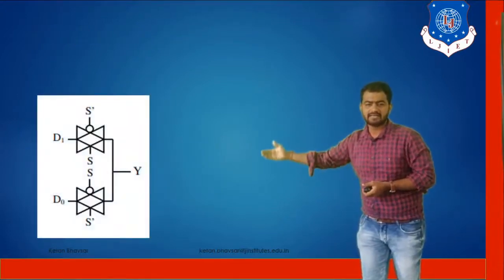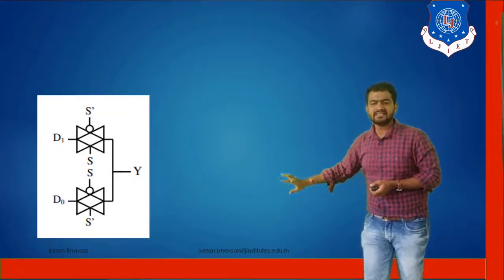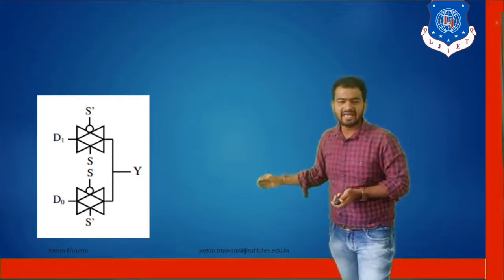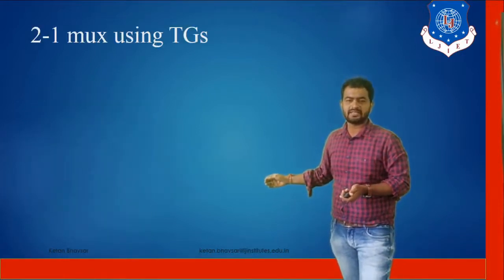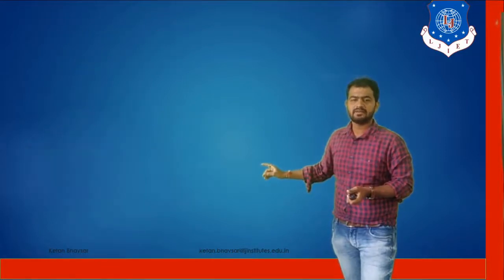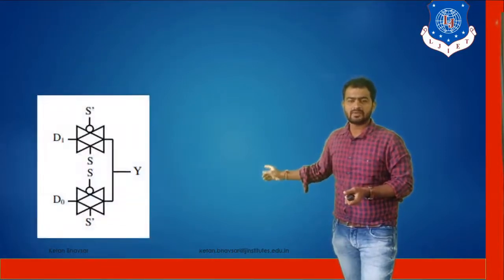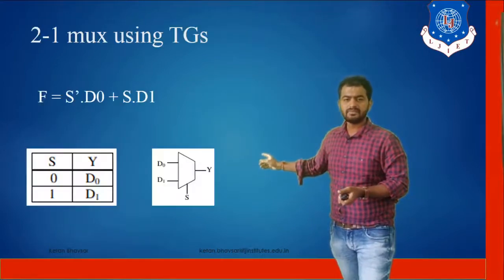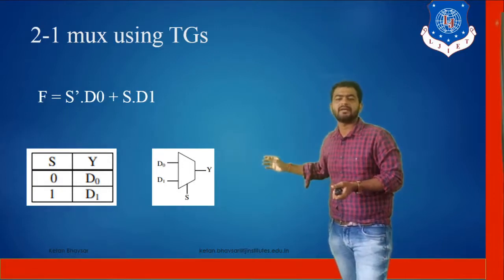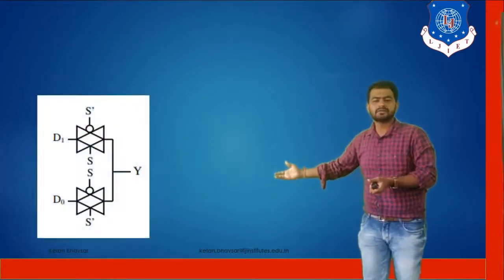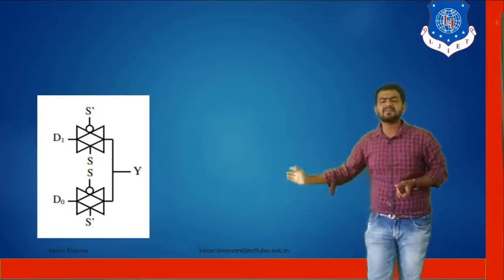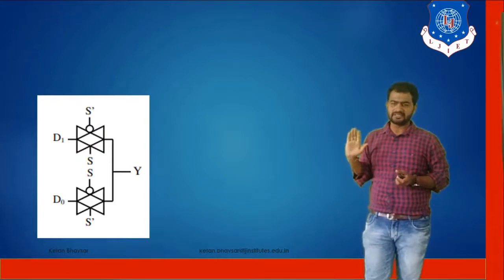S bar, S bar. As you can see, in the same manner, again the configuration, if S is equal to 0, A bar configuration similarly. As you can see, when S is equal to 0, then pass the value of D0, and if S is equal to 1, then pass the value of D1. So the same switching is over here. You already know the XOR and XNOR gate, the same configuration is applied over here to pass the value only, right?